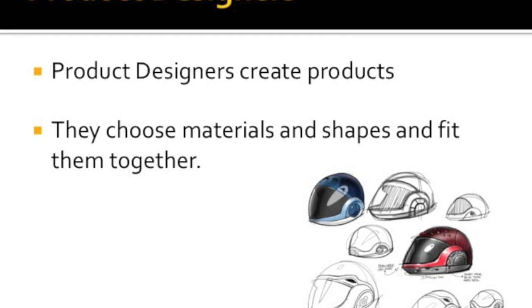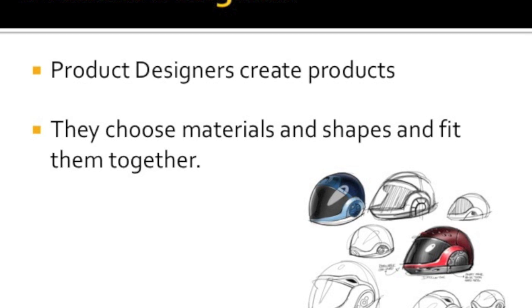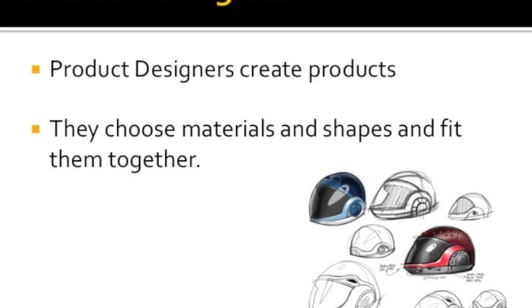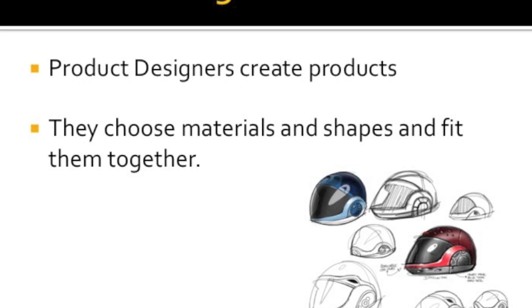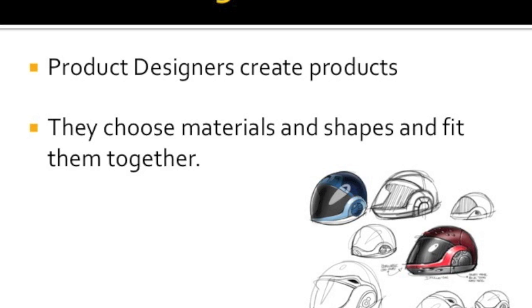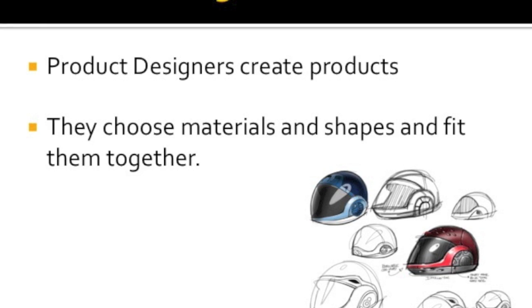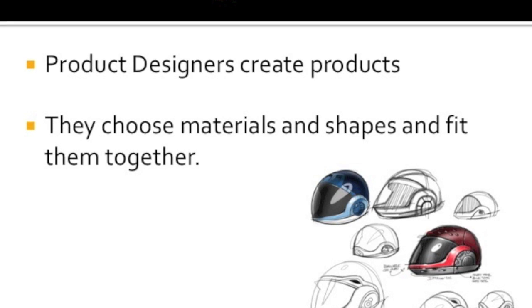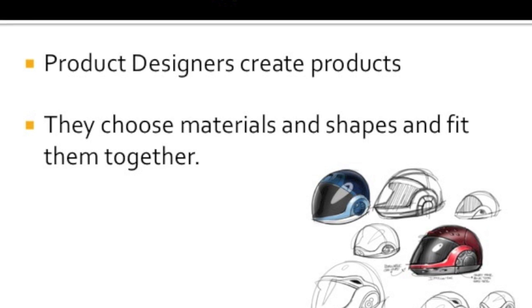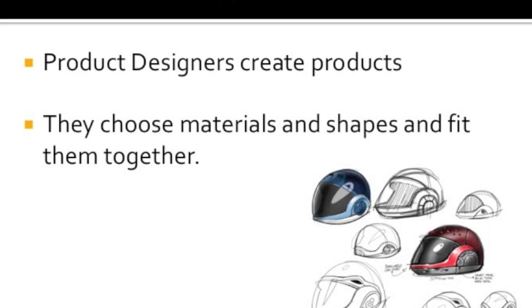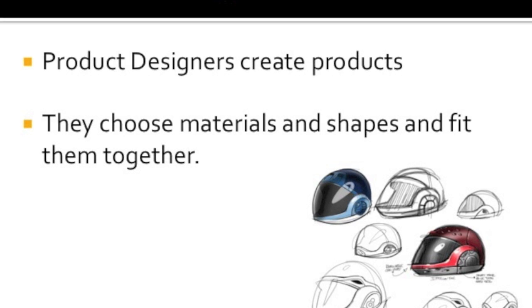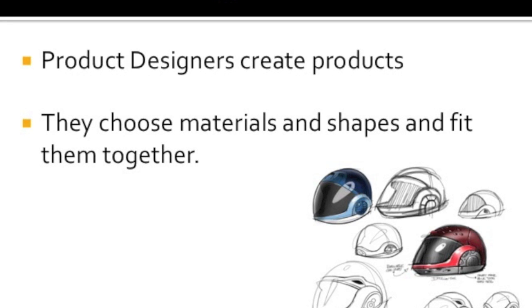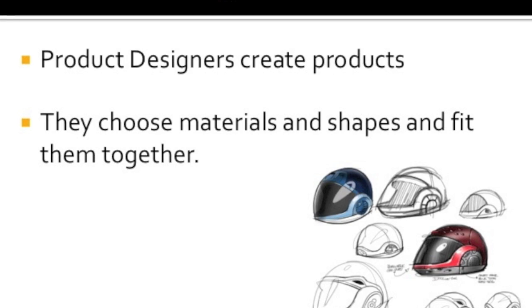Basically, they sit down around a table, and after doing a bunch of market research, as we've already discussed, they'll decide what products they're going to make to sell. Product designers choose the materials and the shapes and fit them all together using various techniques, including hand drawings, AutoCAD on the computer, and various other tools to create products from the initial idea until the final product.